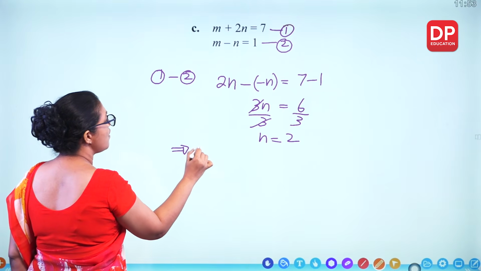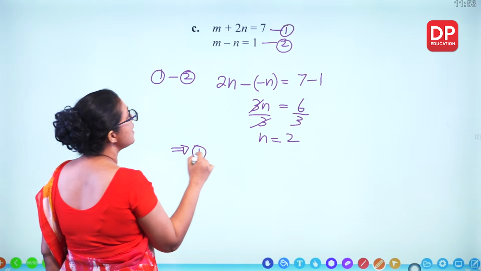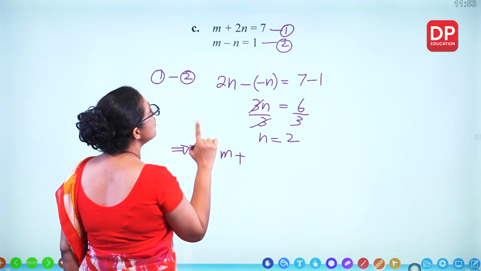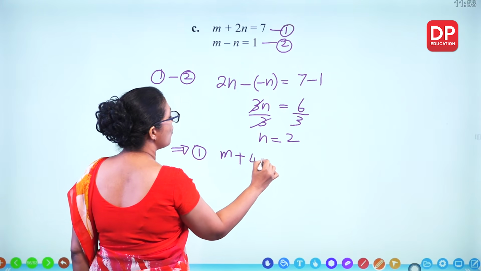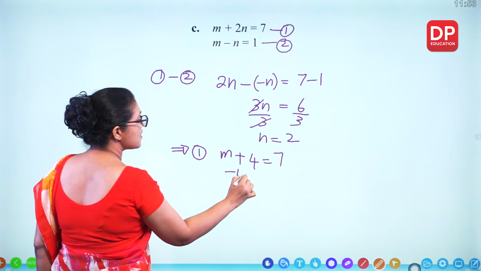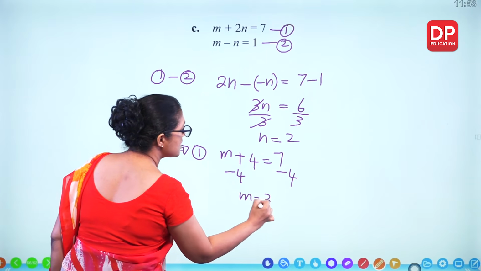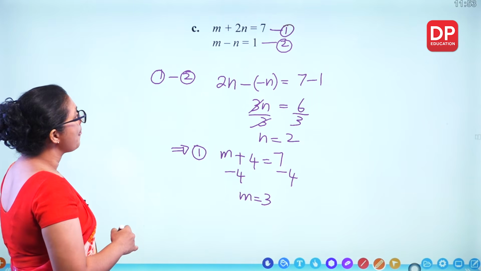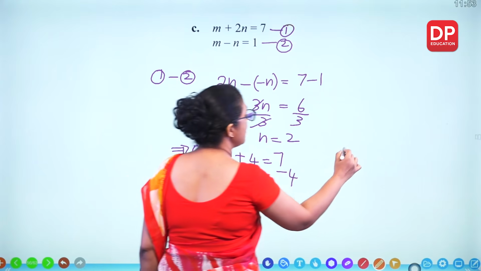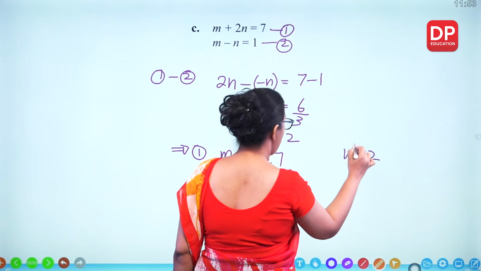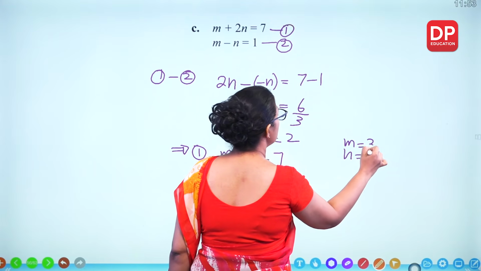Now take any one of the equations and substitute. M plus 2 times 2, 4 equals 7. Subtract 4 from both sides, you get m equals 3. Now, what are the solutions? N equals 2, m equals 3.